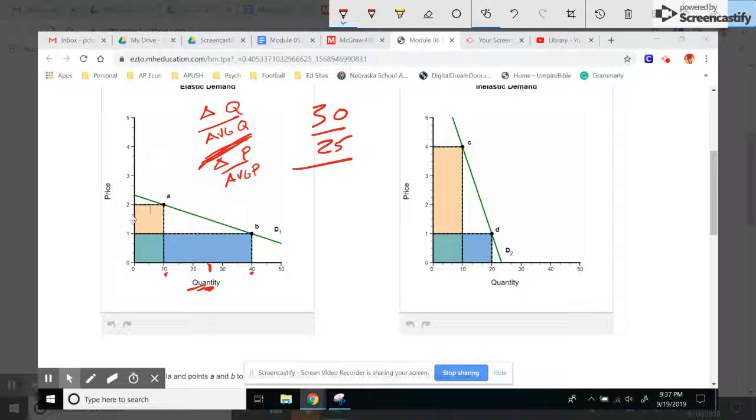Change in price, we went from 2 to 1, so the change is 1. Average price, again, just find the midpoint, 1.5. To solve this, flip the denominator and multiply. So 1.5 over 1. That's pretty nice. 1 cancels out. If you want to mess with this, you could reduce this to 6 over 5. It's really up to you. And then you end up with 9 over 5, or 1 4/5, or if you want to have fun, 1.8.